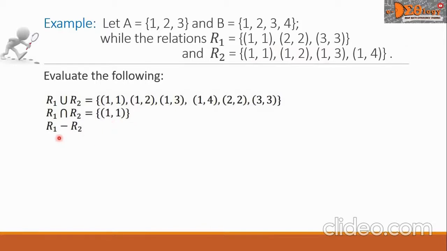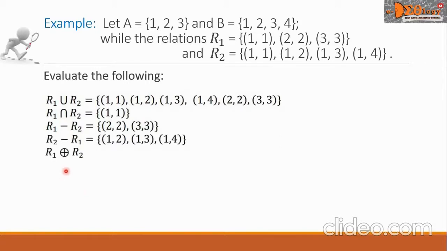Next, R sub 1 minus R sub 2. We're going to write all elements of R sub 1 that do not belong to R sub 2. The elements are (2, 2) and (3, 3). Next is R sub 2 minus R sub 1. We will write all elements of R sub 2 that do not belong to R sub 1. The elements are (1, 2), (1, 3), and (1, 4).